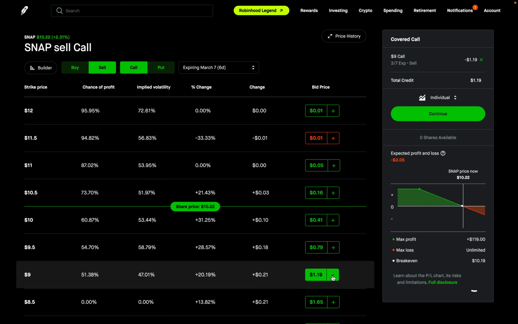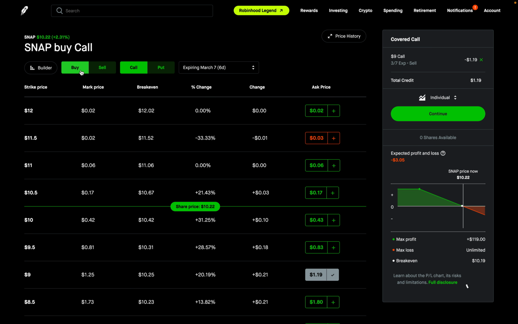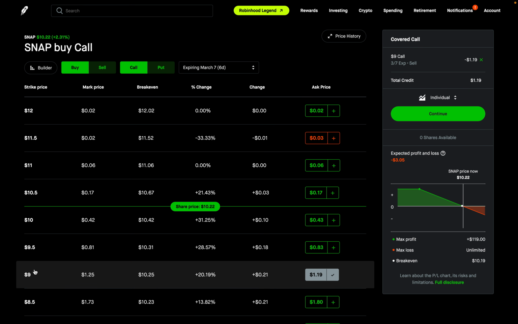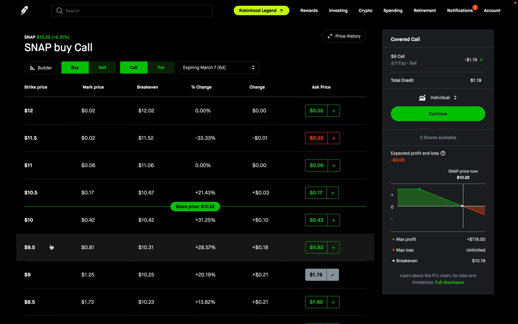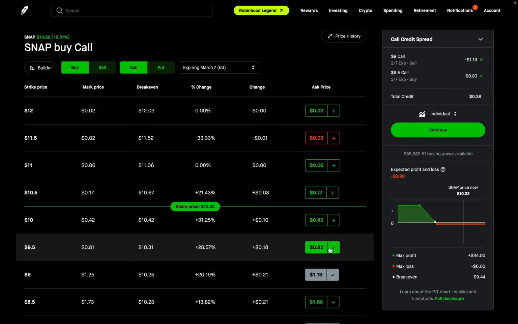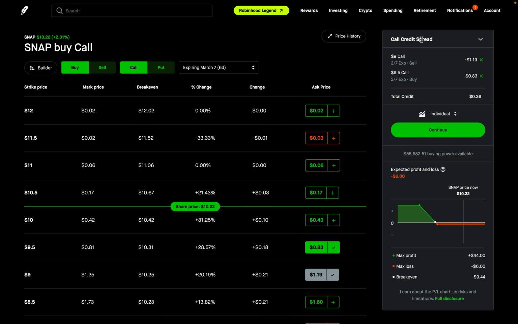The next step is we would switch over to buy now. And now we want to also buy a call. We would buy a call with a higher strike than the strike of the call that we're selling. So let's say I buy the call right above at the 9.50 strike. So I can come in here and select that one as well. Now notice, if you're on Robinhood, Robinhood will show you here what this strategy is. It's a call credit spread.